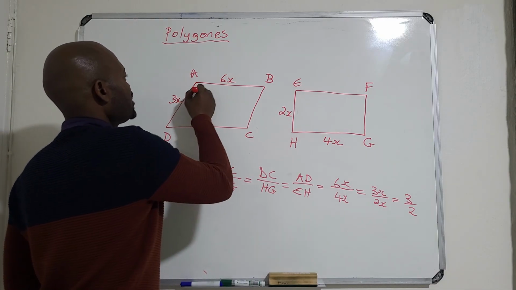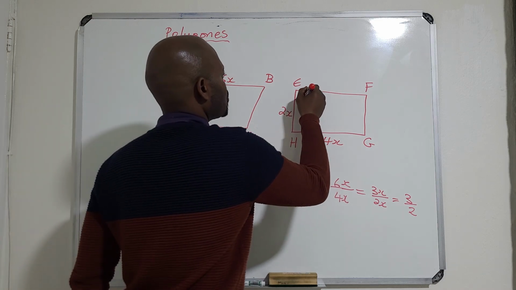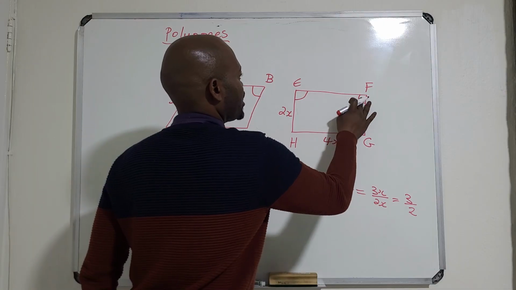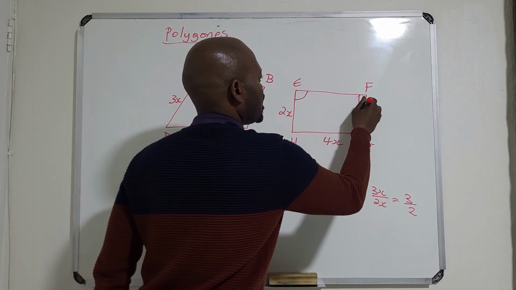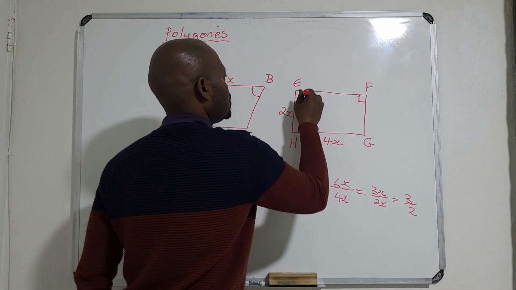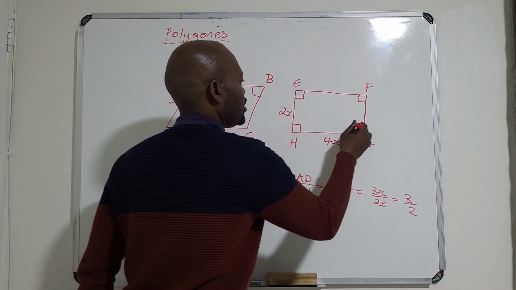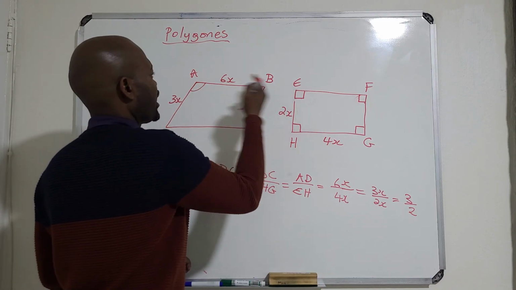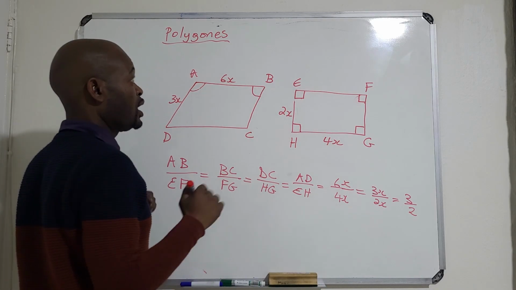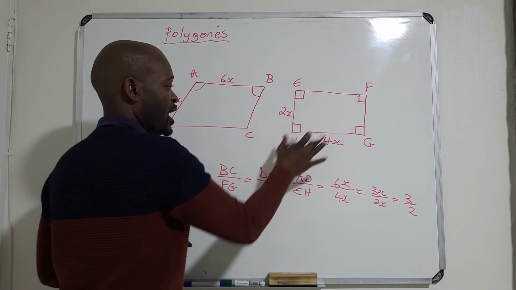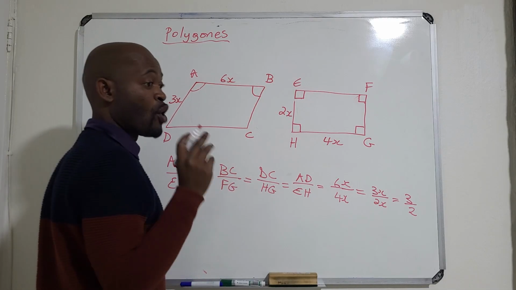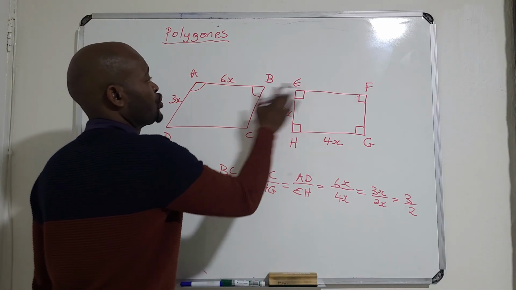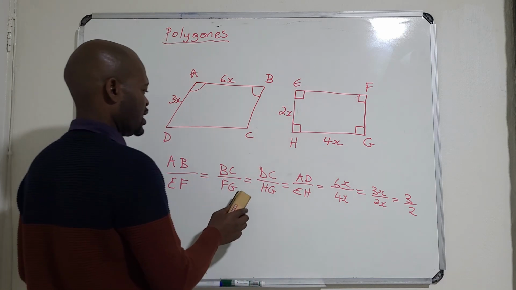But this angle is not equal to that angle there. This angle is not equal to that angle there. Here we know angles are 90, here we know angles are 90 in a rectangle. Therefore, since the corresponding angles are not equal, yes, the sides are in proportion, but both conditions must be true for us to say the two are similar. Let's look at another example.